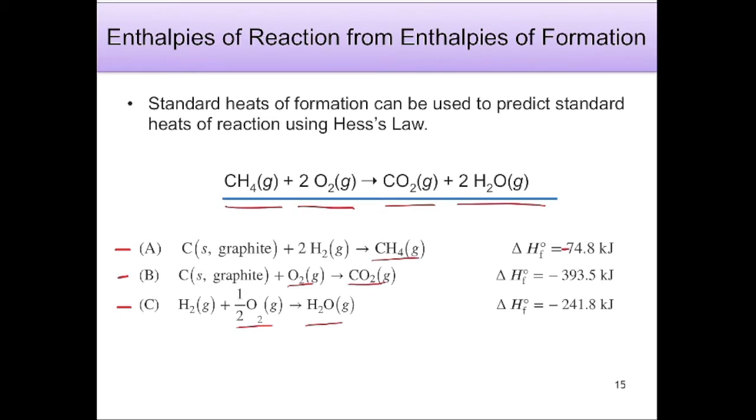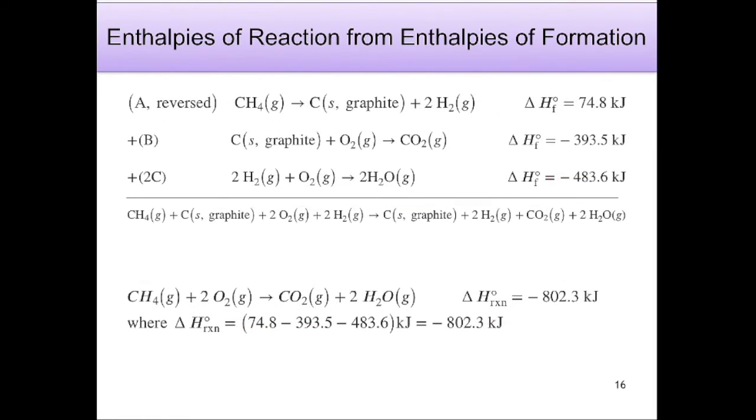So since we know the delta H's of formation for all of these reactions, we can use that to try and predict the delta H of reaction using Hess's law for the overall reaction here. So the first thing we need to do is to make sure that the reactants and the products are on the right side of each of those 3 equations. So the first reaction, if you notice on the previous slide, it had methane as a product, but in the overall reaction that we care about, methane is a reactant.